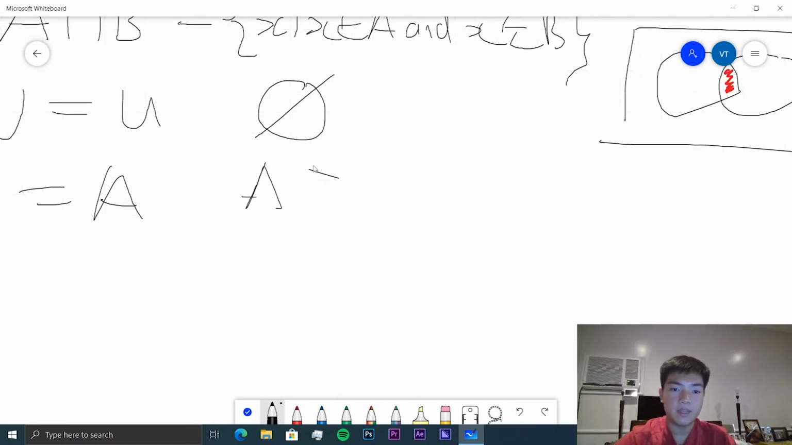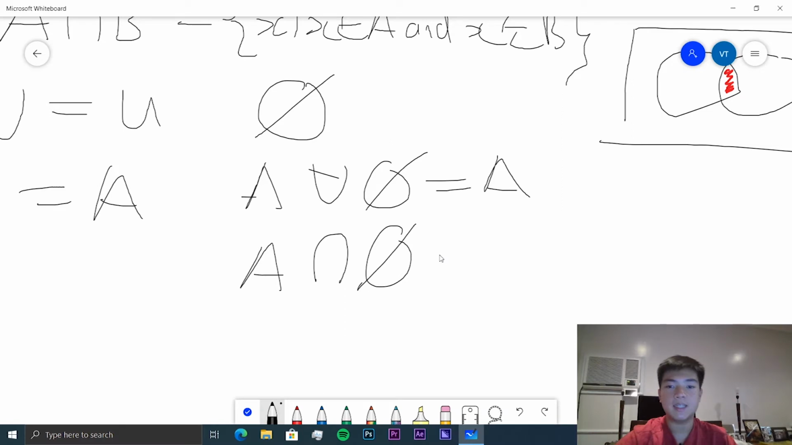So A union with the empty set is equal to A, and the intersection between A and the empty set is nothing, since the empty set contains no elements for A to intersect with.